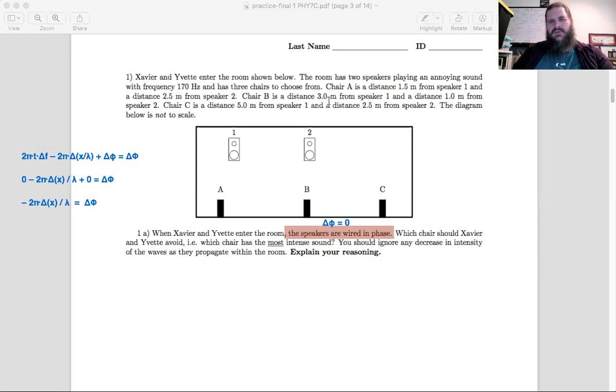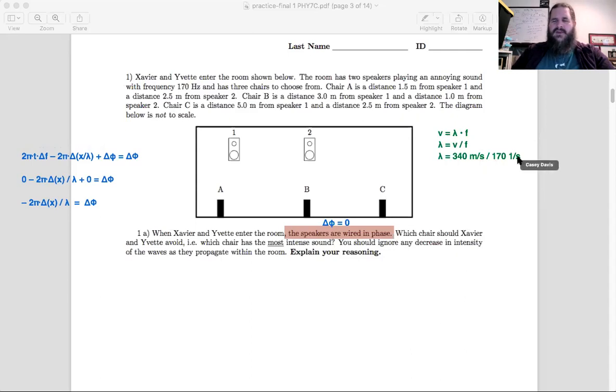Yeah, we can use the usual velocity equations. Speed equals wavelength times frequency. Therefore, wavelength equals speed divided by frequency. And what should we use as the speed of sound here? Yeah, I think we're assuming 340 meters per second. And then it tells us the frequency is 170 hertz, which is 1 over seconds.